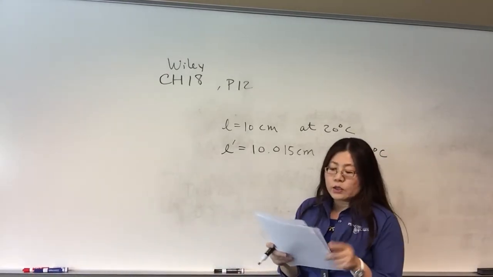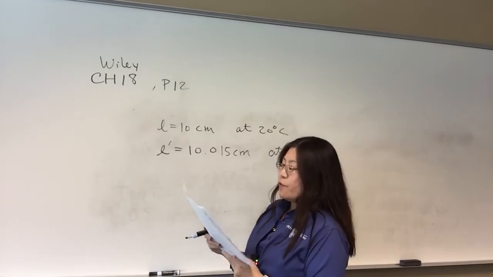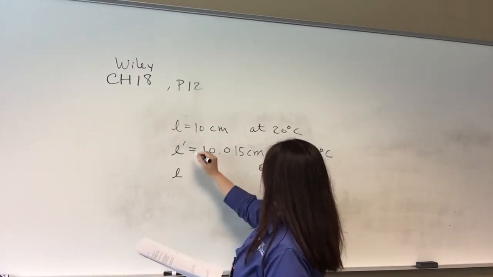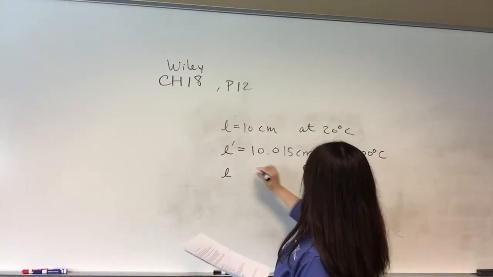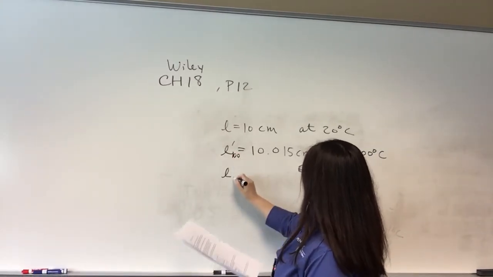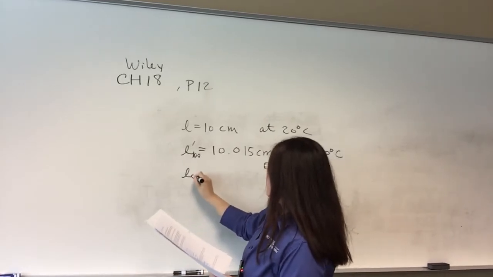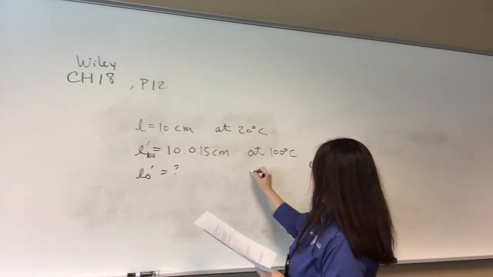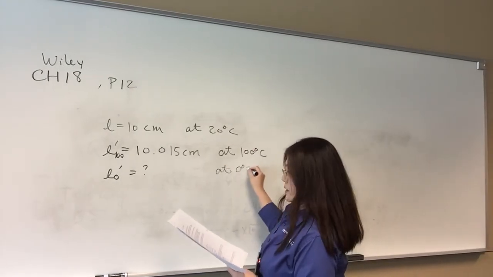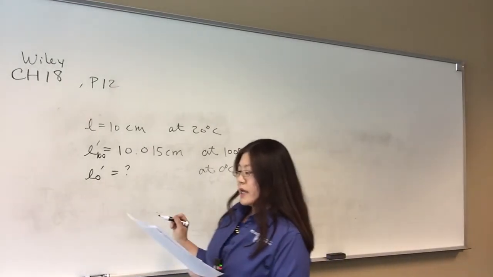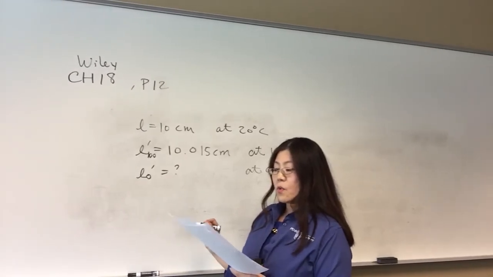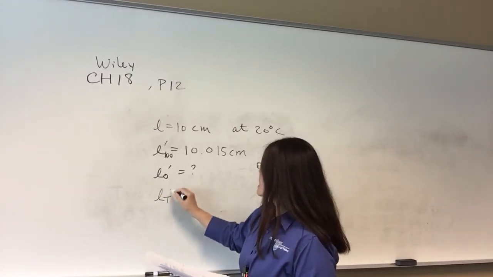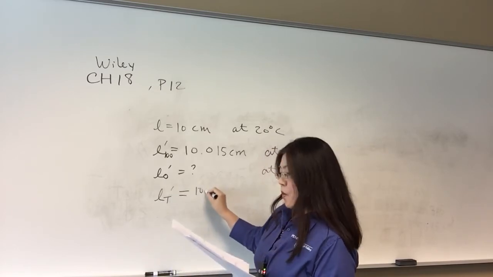So you're asked to find the length of the rod at the freezing point of water. In other words, let's call that L100. Now you want to find what L is when the temperature is at 0 degrees Celsius. And then you also find the temperature at which the length of the rod becomes 10.009. So what is that T when the length becomes 10.009?